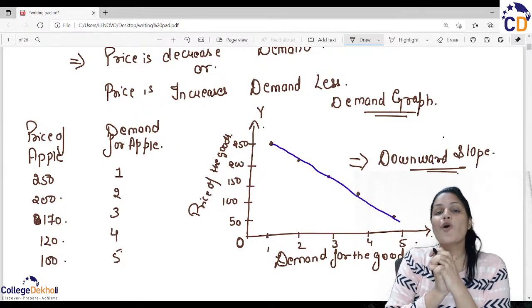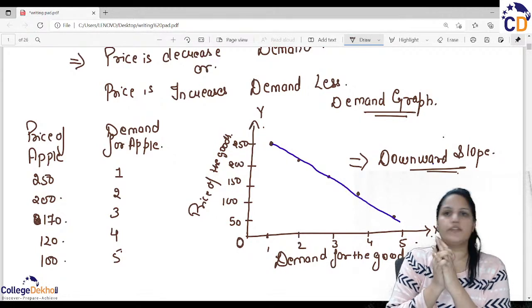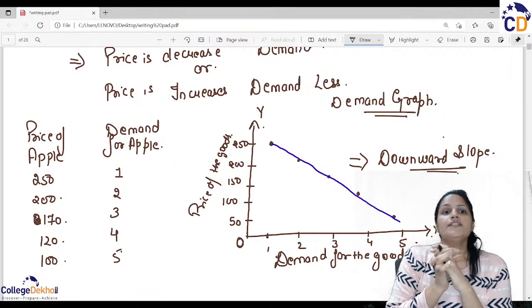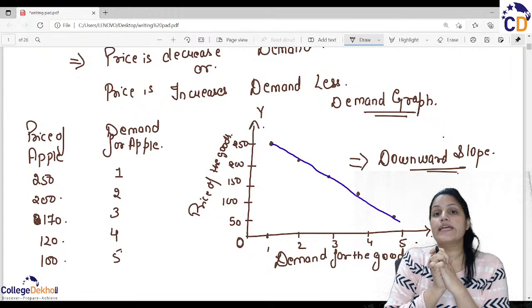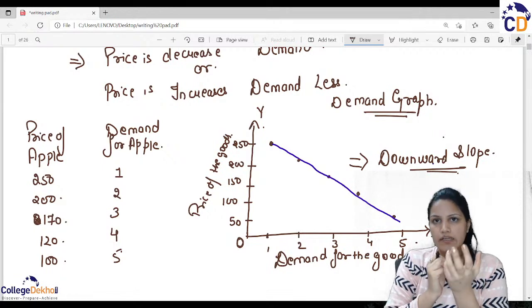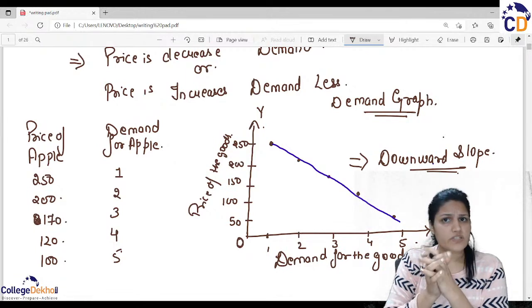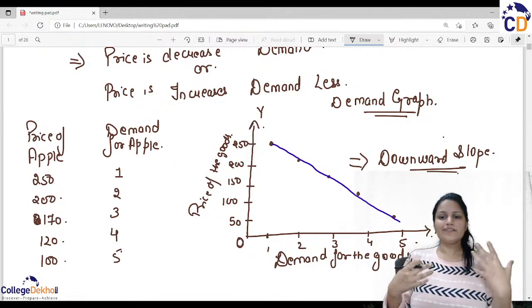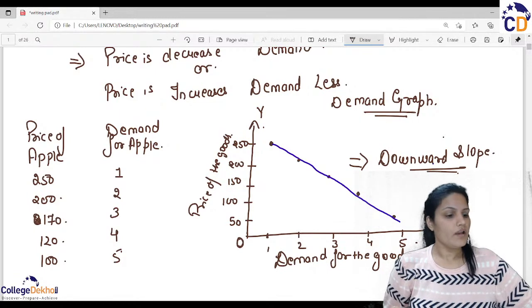Okay, so this is only the introduction class, and I hope I made clarity about demand. This is the way we teach in class. This is the way we take examples. In my class, I definitely take examples from your surroundings and daily life, because from the examples of our daily life, it's quite easy to understand the concept.